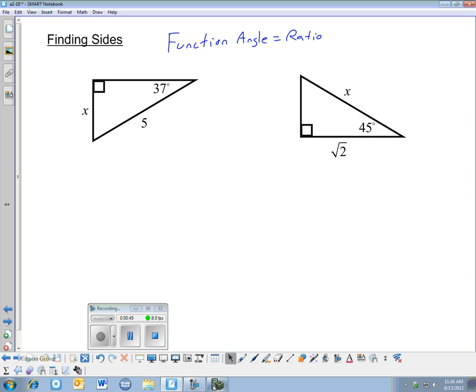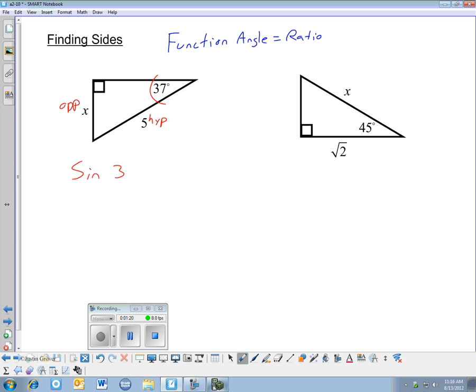But we need to set up this trig equation. The first thing you want to do is determine the angle you're using for perspective. In this case, we're going to use the angle we're given, 37 degrees. Then label your sides from that angle's perspective: opposite, adjacent, or hypotenuse. x is opposite that angle, 5 is the hypotenuse. And so you have to determine the proper trig function. Which function uses opposite and hypotenuse? For this one, sine. Sine uses those two sides. So sine is the function.